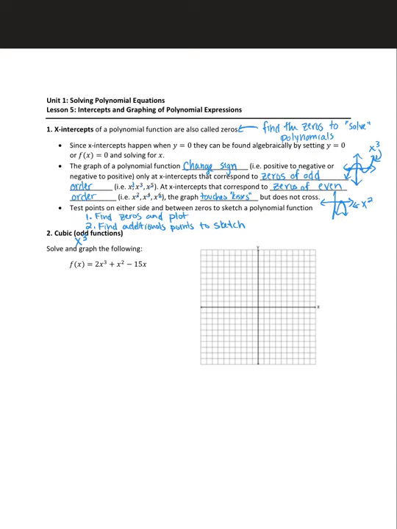So solve and graph the following. In order to solve, we want to find the zeros. Whenever we see solve, it's asking us to find those zeros. In order to find the zeros, we need to first get it into factored form. So we look at f of x equals 2x cubed plus x squared minus 15x, and we have to think about how we're going to factor that.